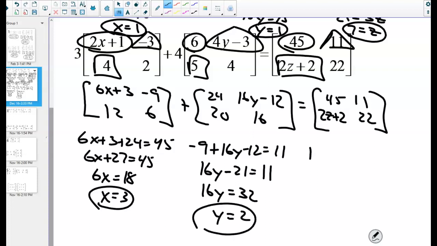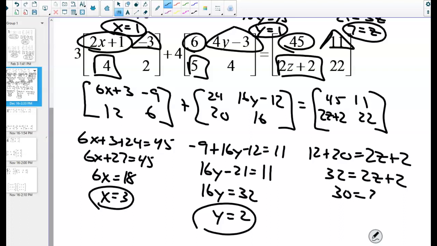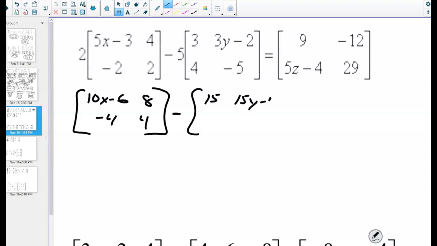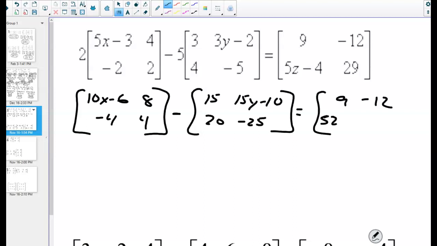And then finally, 12 plus 20 equals 2z plus 2. 32 equals 2z plus 2. 30 equals 2z. 15 equals z. Next, (10x minus 6), 8, negative 4, and 4. I'm going to distribute the 5. 15, 15y minus 10, 20, negative 25. 9, negative 12, 5z minus 4, and 29.